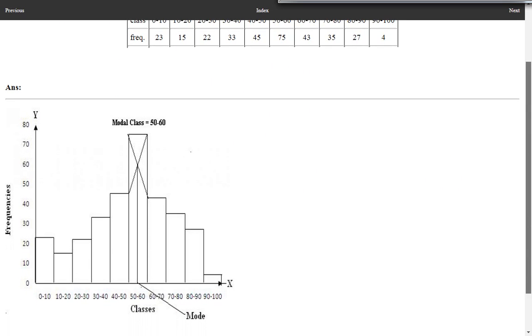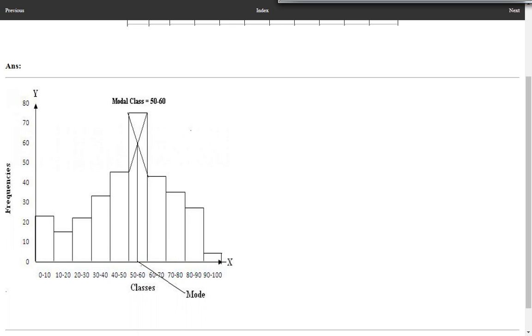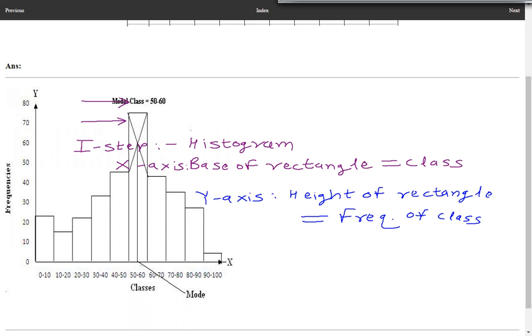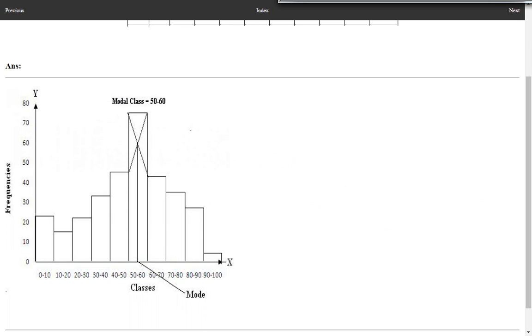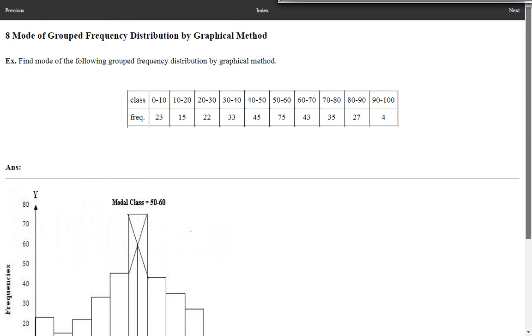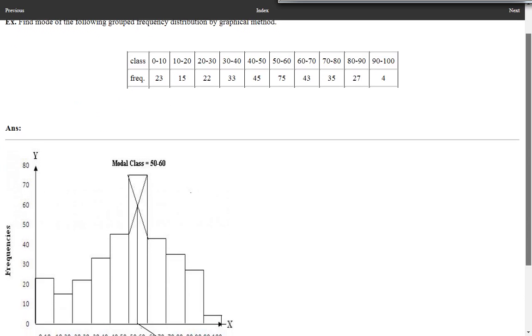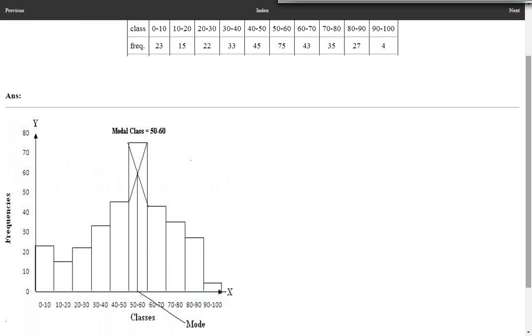Here you can see classes are given and their frequencies. Classes and their frequencies are plotted in the histogram. This is an example of group frequency distribution because it is data where groups and their frequencies are given, classes and their frequencies. So the histogram is drawn. Then identify the modal class.